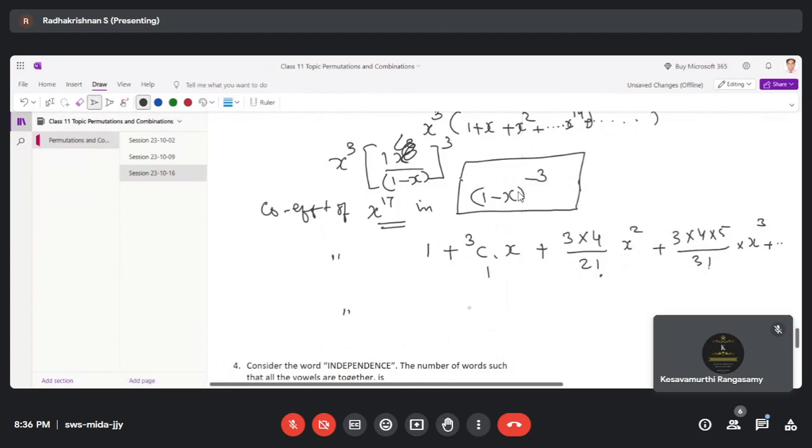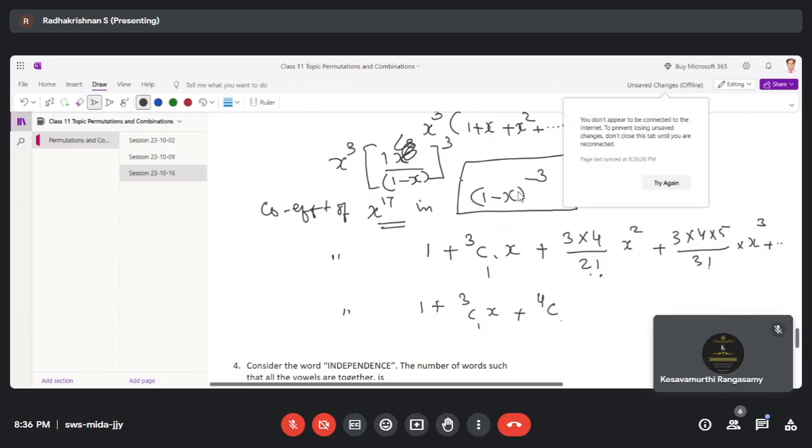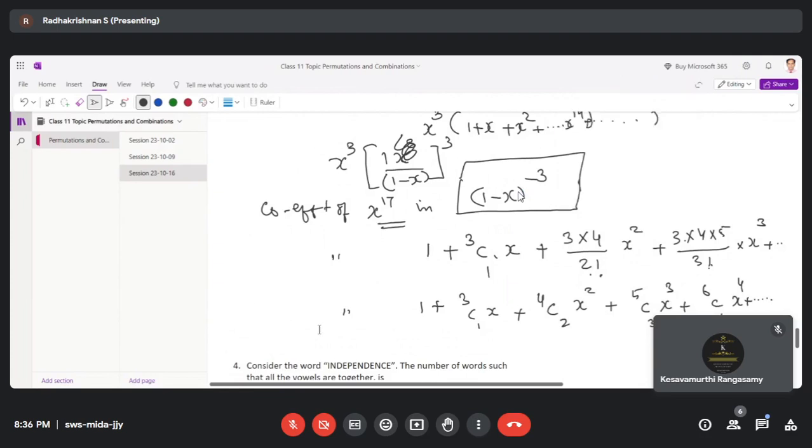So the coefficient of x power 17, we'll write it in a different way. 1 plus, this is 3C1, plus, this you can see 4 into 3 by 2 factorial, that is 4C2, and then 5 into 4 into 3 by 3 factorial, that is 5C3. So you can see that it goes on like that, 6C4 into x power 4 and so on. So now you can see where that x power 17 will come.